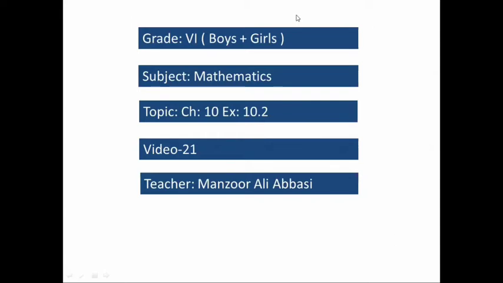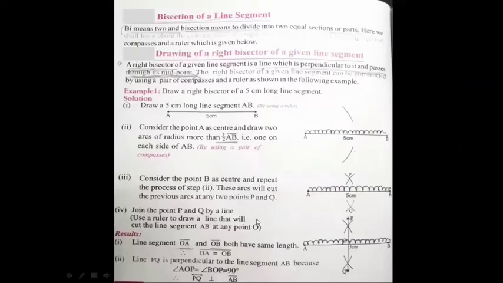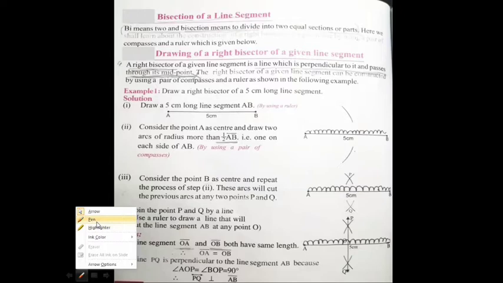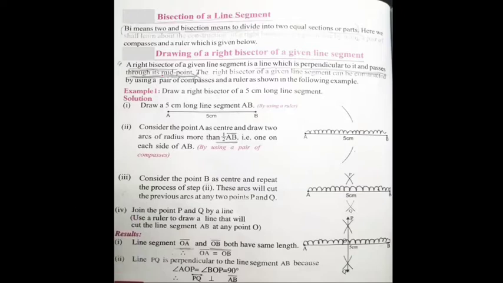Today we are going to start chapter number 10, exercise 10.2, lecture number 21. Dear student, in this exercise, in the very beginning, we have bisection of the line segment. Bisection means to divide into two equal sections or parts.